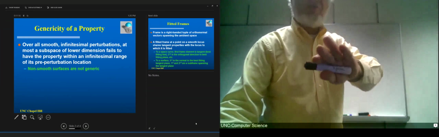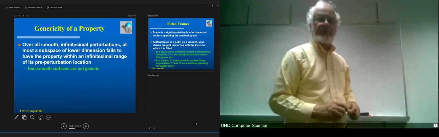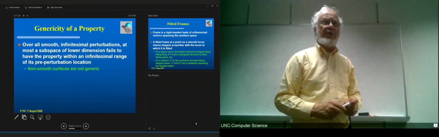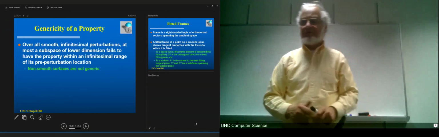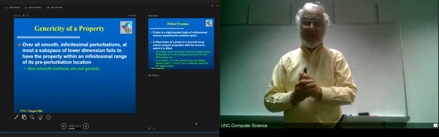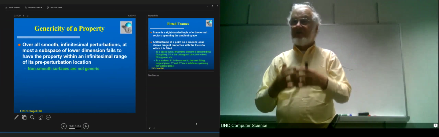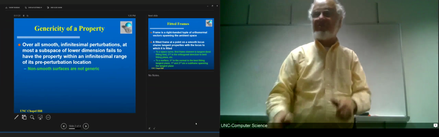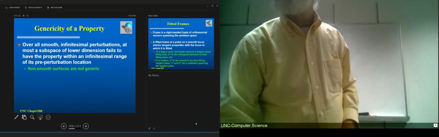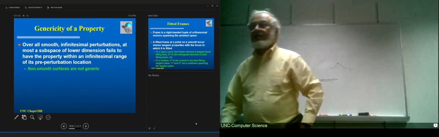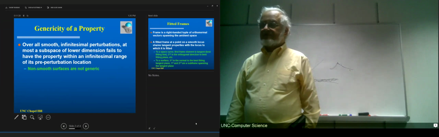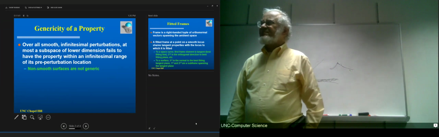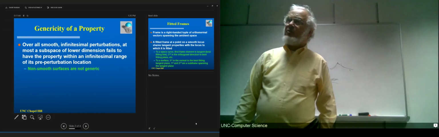Genericity is a property studied in the field called singularity theory, and that's where you can find a very careful mathematical definition of what it means to be generic. So in my rough understanding, every smooth surface is generic. Is that true? Well, we're going to be talking about more than smooth surfaces.